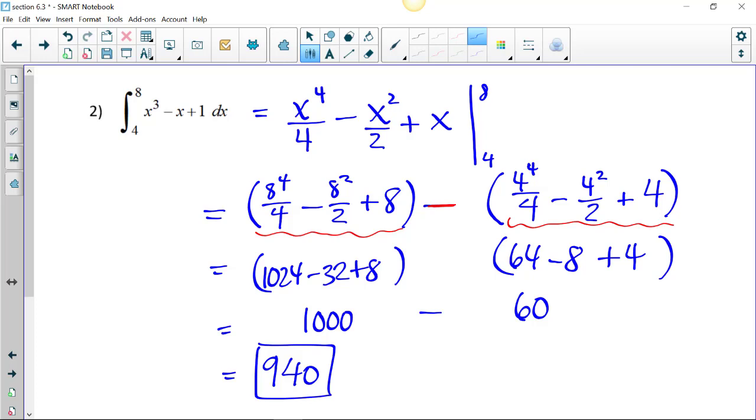So it looks like there's more area above the x-axis than there is below on the interval from 4 to 8. It could all be above. We have no idea without doing the graph.